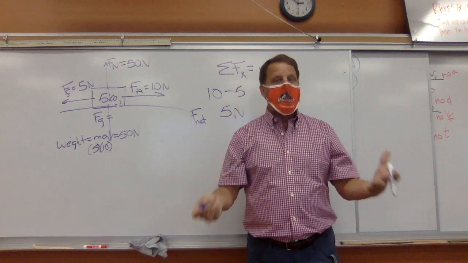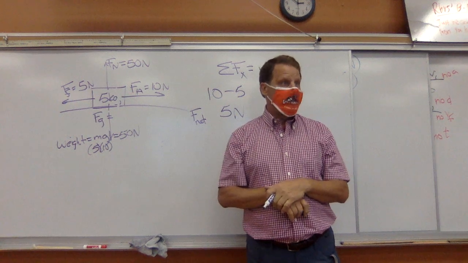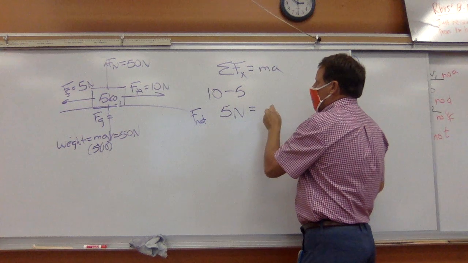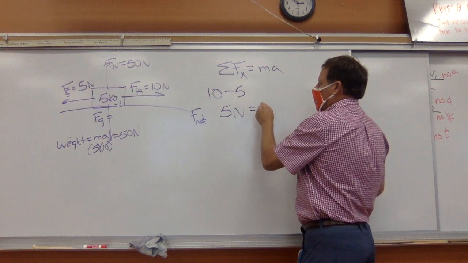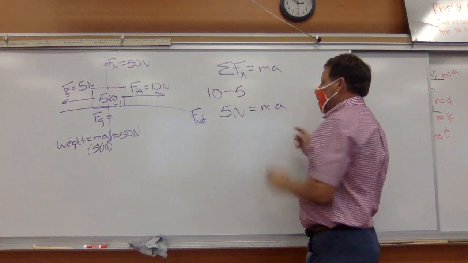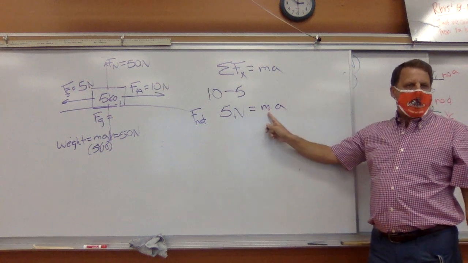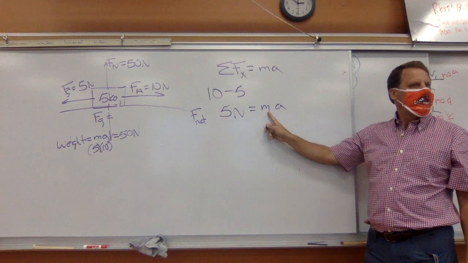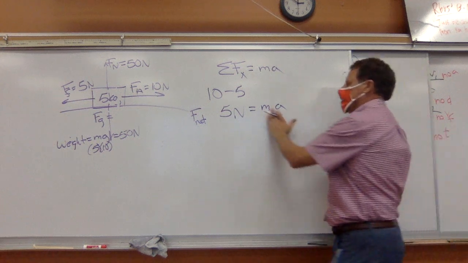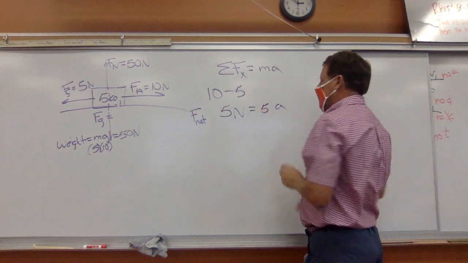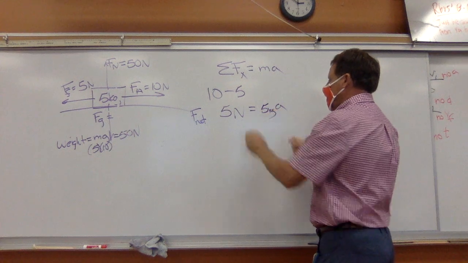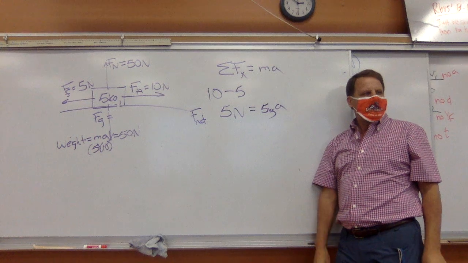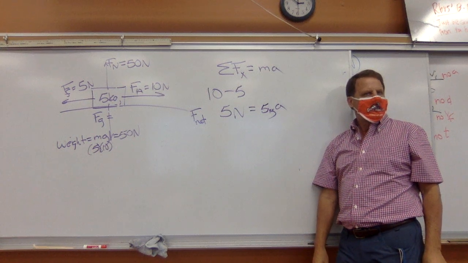So you guys, we added up all the forces in the x direction. So that's another way of saying the net force. So the net force is 5. Okay? Now that is going to equal MA. You guys, what is the mass? What's the value for the mass? 5 kilograms. So, you guys, what is the acceleration?